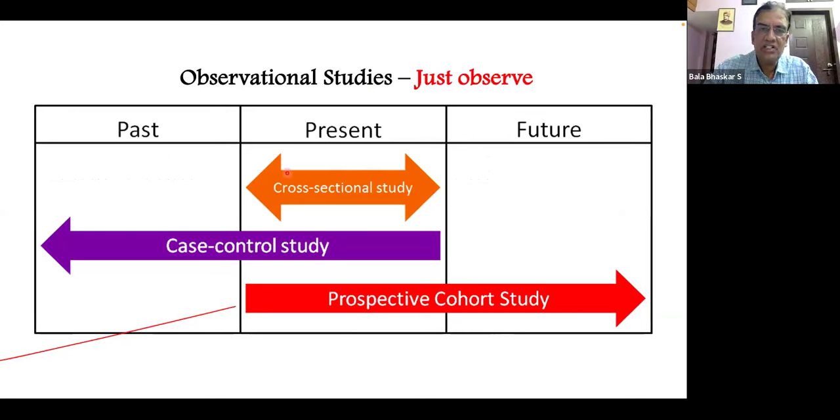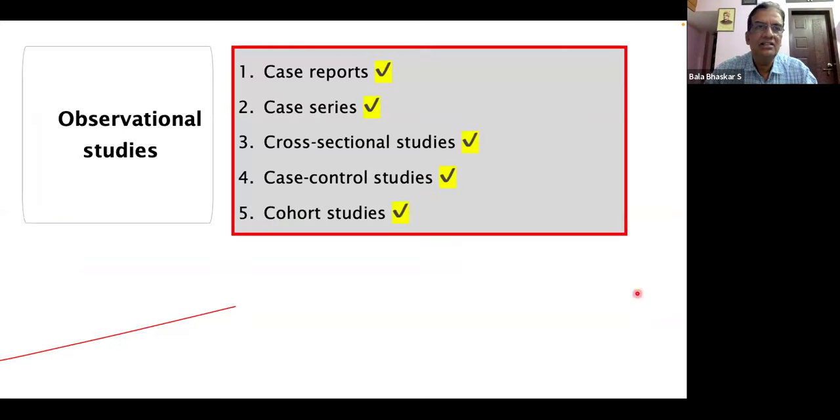I spoke about the cross-sectional study where you just look at the exposure and the outcomes at a single point of time or a period, or we go back in time with an outcome and try to link it to an exposure, that is a case control study. And you have a prospective cohort study where you go forward prospectively with an exposure and try to reach an outcome and link them. So this is the difference between the three major observational studies beyond case reports and case series.